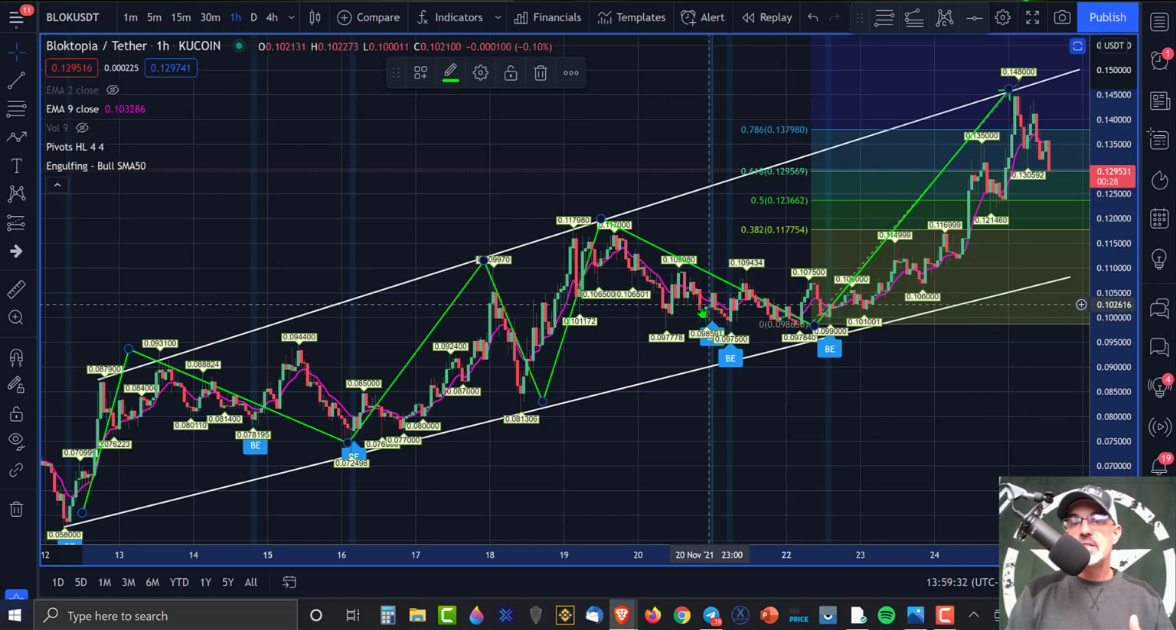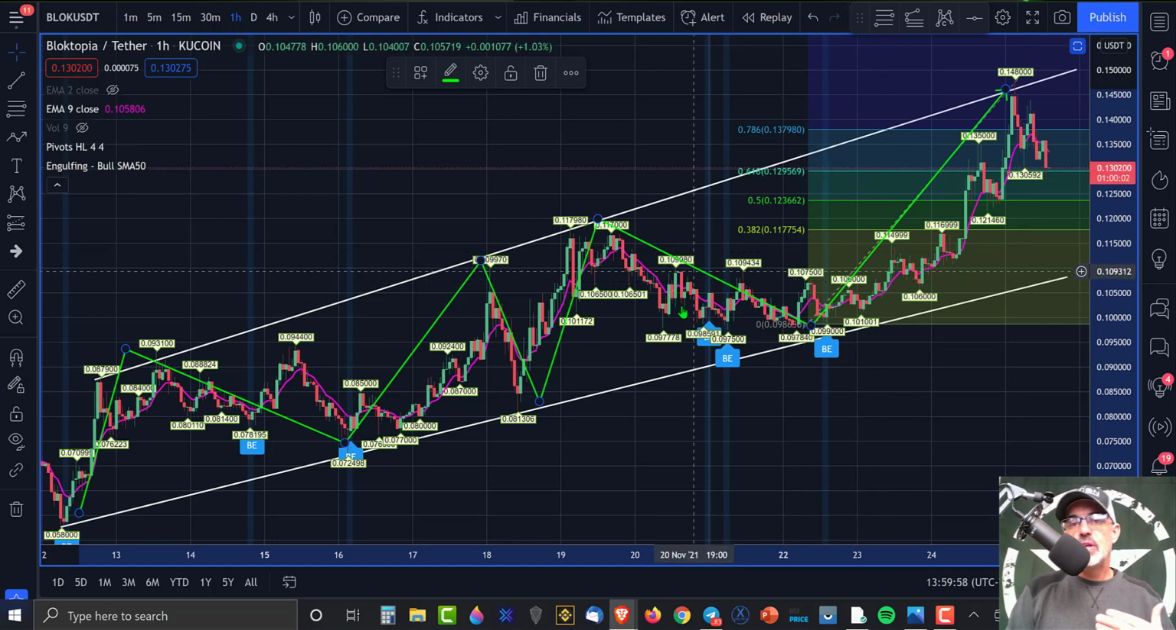Something else I do like to see is right through this area here, we see a period of accumulation or consolidation. And the key to that is we're not just going parabolic. It has taken a breather and then moved back up. And so for me, these are positive signs that give me confidence in pulling the trigger on this target.